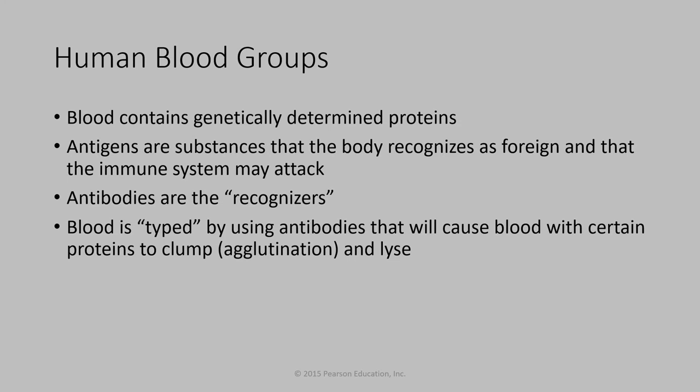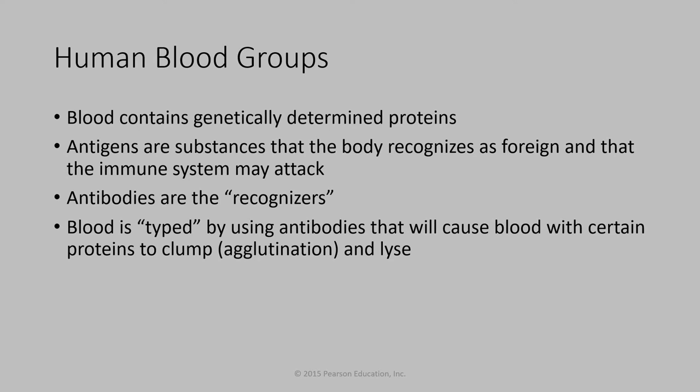When we look at the human blood groups, your blood type is determined genetically. There are certain proteins or markers that will be present. From an immune standpoint, we use the term antigen for anything the body will recognize as foreign, and then it starts an immune attack against it. It's all for protection. Antibodies are what you make.